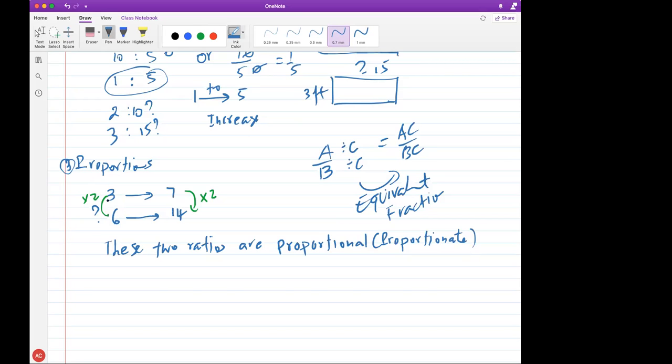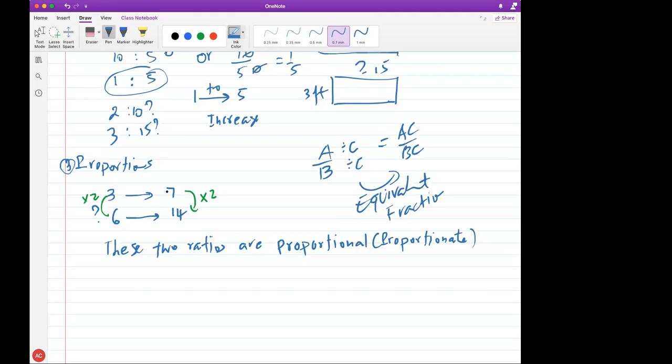In other words, these two increased proportionally. If you need the adverb, this is the adjective. We're describing these ratios, they are proportional. Or you may say, if you want to be a little fancy, use bigger words. You can say this ratio has changed or increased proportionally.